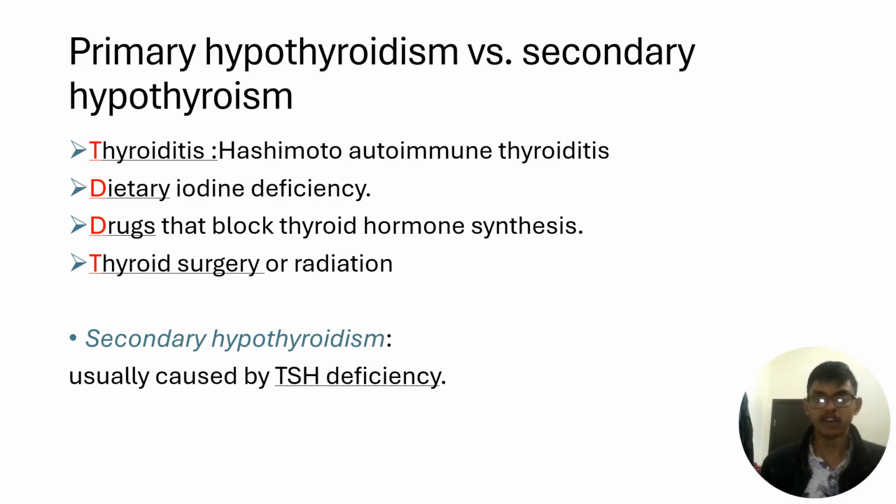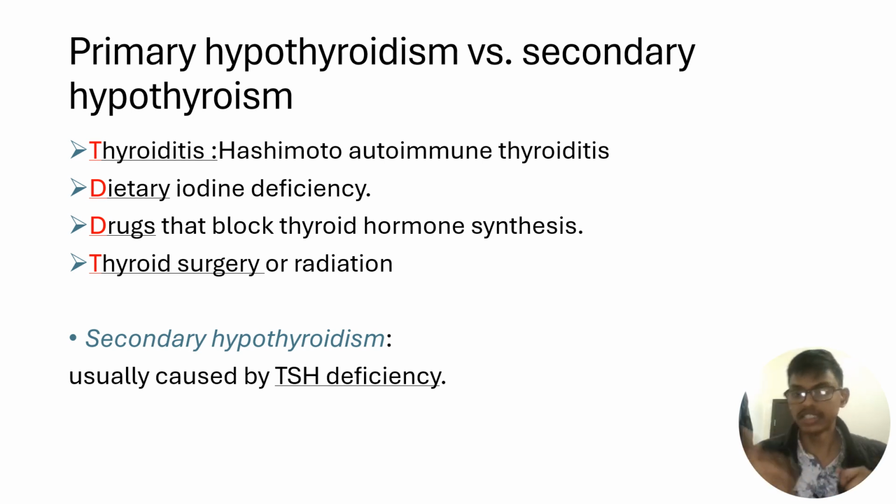Now we'll discuss primary hypothyroidism versus secondary hypothyroidism. In the name itself, we can guess the disease. In primary hypothyroidism, there is a defect in the thyroid gland itself, and in secondary, there is a defect in the hypothalamic pituitary axis.